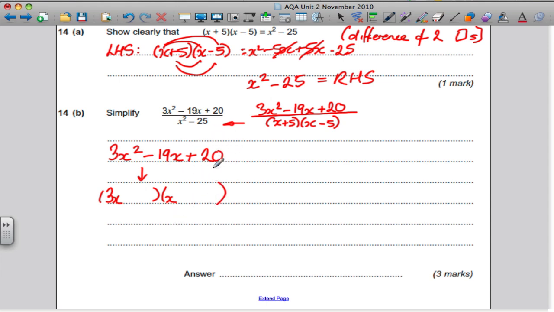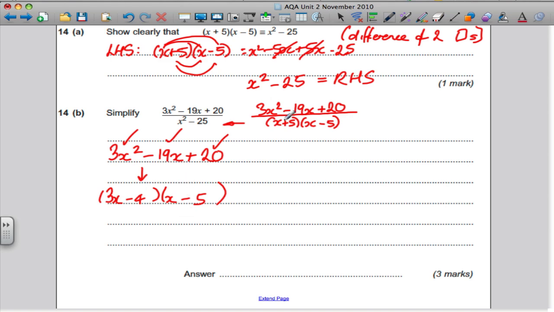What can I multiply to give me 20 that when I add it I get negative 19? Well, I'm thinking in my head minus 4 and minus 5 because they multiply to 20. And could I get that to work at all? Well, if I put minus 5 here and minus 4 here, then I know that these two multiply to 20. Minus 4 times x is minus 4x, and 3x times minus 5 is minus 15x. Minus 4x minus 15x gives me the term I'm looking for here.